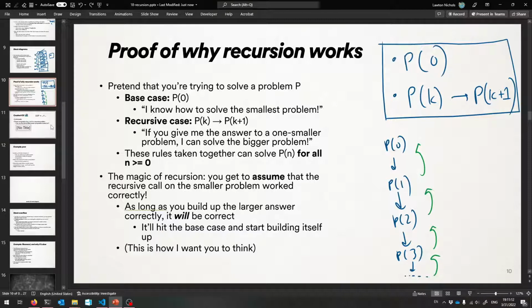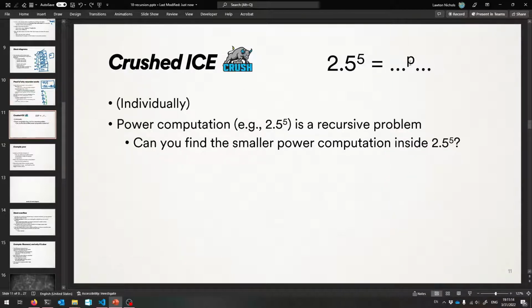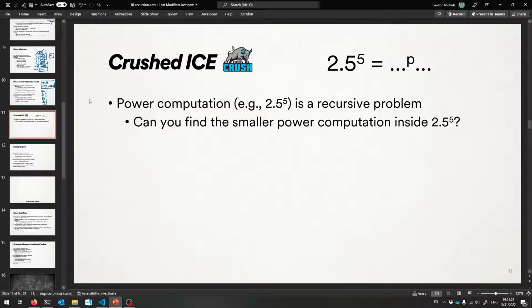Okay, so here's another problem, another smaller, easier problem maybe that is recursive. So power computation. Let's get rid of that. So power computation, I claim, is a recursive problem. So computing 2.5 to the power of 5, for example, that's a recursive problem, which means there's a smaller power computation inside of that one. So take this example, see if you can find a smaller power computation. Okay, so pause the video, give it a try.